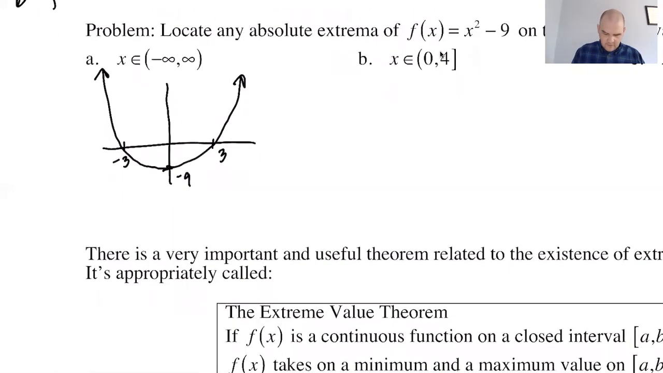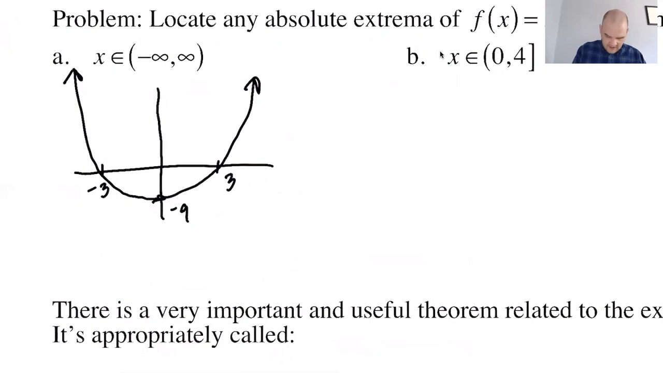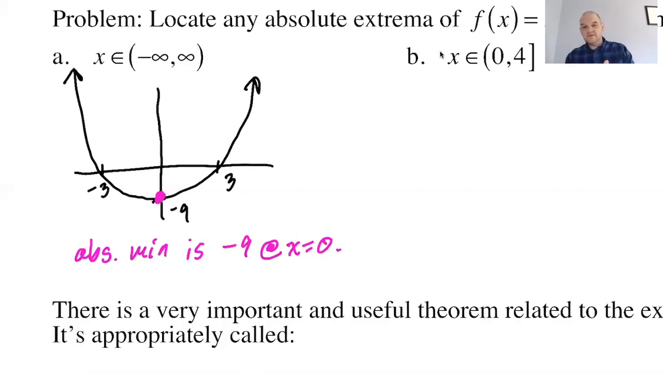Okay, so you can look at this and say there's definitely no absolute maximum because it's just going to keep going up forever. But right here, we can definitely say the absolute minimum is -9, and it occurs at x equals 0. So the minimum is the y value. Where it occurs is almost usually inconsequential. You usually don't really care about that.